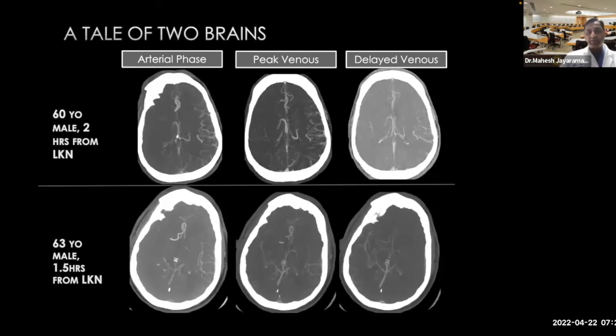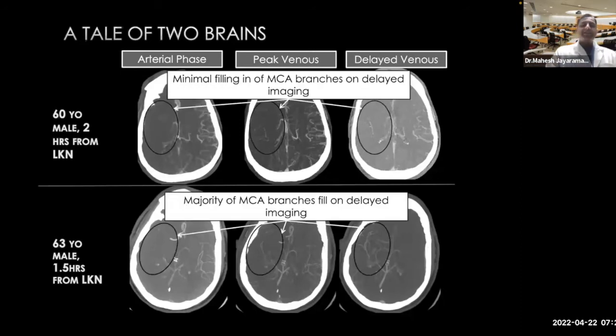So here's an example of 2 different patients, right? They're both 60-ish-year-old male patients early in time from symptom onset. I'm showing you representative images from the arterial, peak venous, and delayed venous images. Now, if we look at the top patient, there's minimal filling of these MCA branches beyond this right MCA occlusion on delayed imaging. And in contrast, the bottom patient actually has filling of that territory, rather.